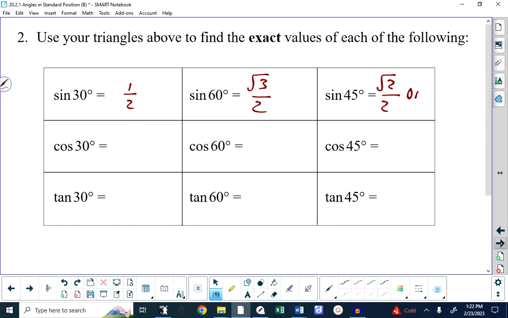Could I put 1/√2? Yep, they're the same number. It's got nothing to do with the triangle. It just has to do with knowing that fact.